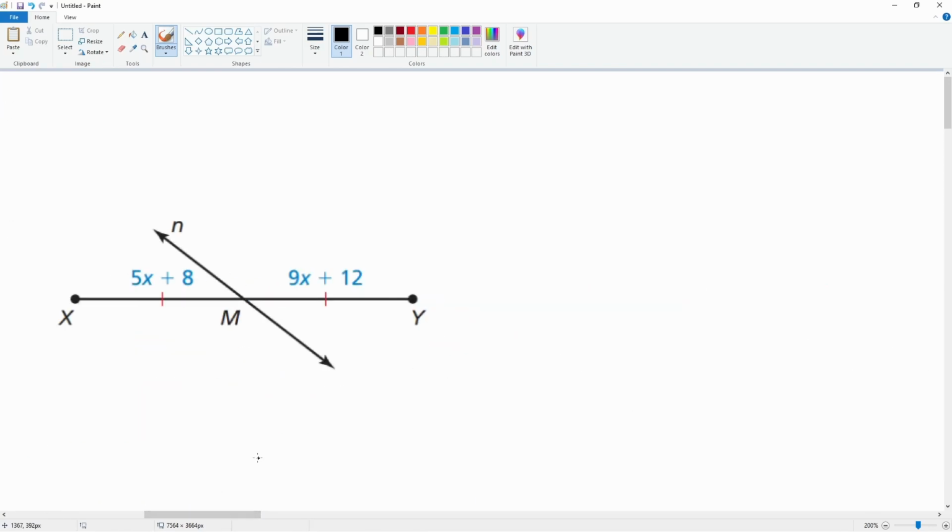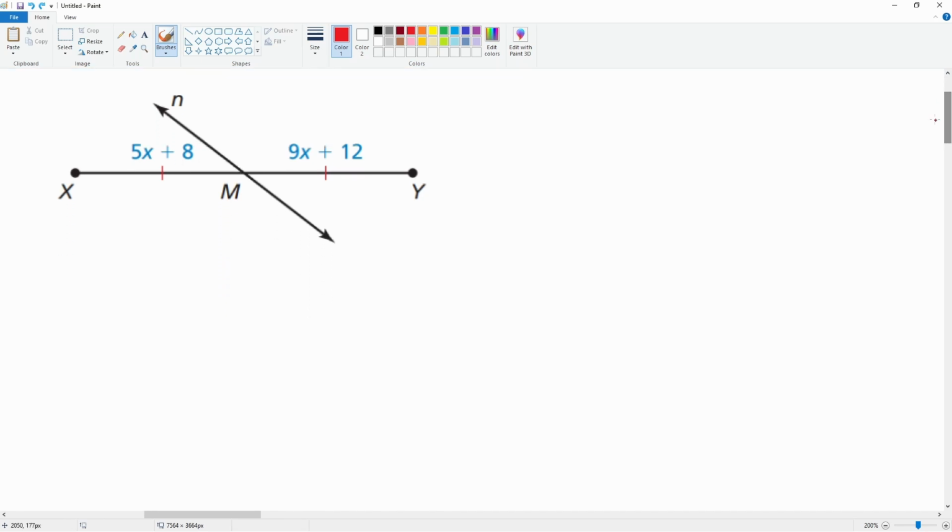Let's look at this one. Well, what bisects this? Well, it looks like it's this line here. The line is what's bisecting it. So we would say here for this problem, it is line N is the bisector here. It bisects such that we find that XM is congruent to MY.